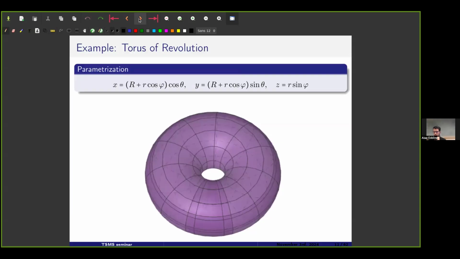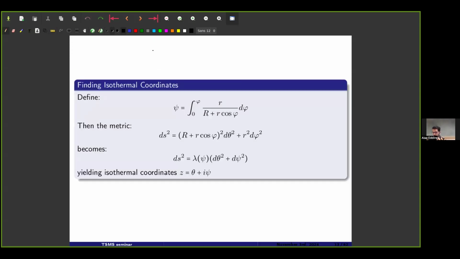Okay, so one example: if we take the torus of revolution, so take a circle in the YZ plane and rotate it around the Z axis in R3, we will get a torus like this. It has a very nice parameterization, and if we see the induced Euclidean metric, it will have this form. So it is not isothermal. These coordinates phi, theta are not isothermal.